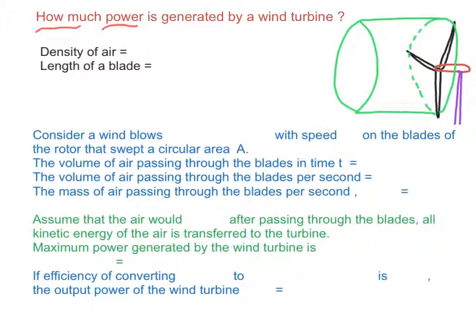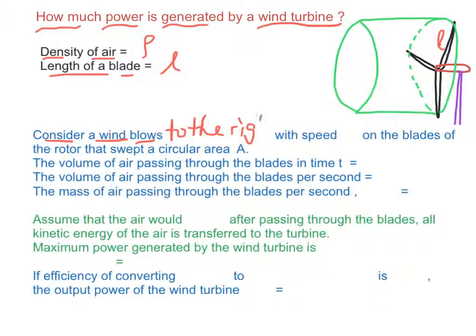How much power is generated by a wind turbine? Let the density of air be rho and the length of a blade be L. Consider a wind blowing to the right with constant speed V on the blades of the rotor that sweep a circular area A.